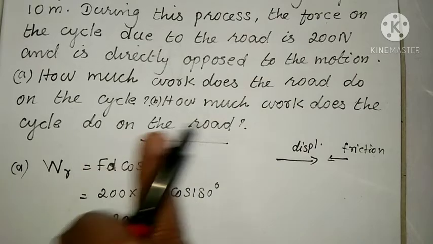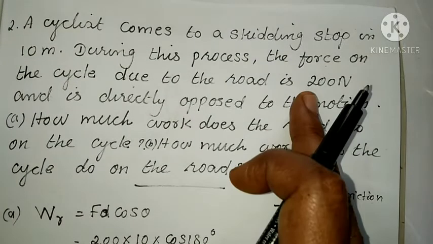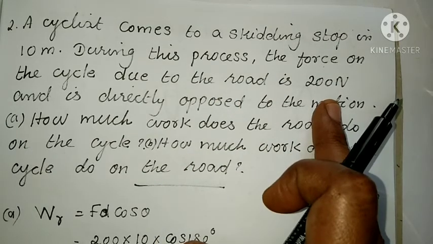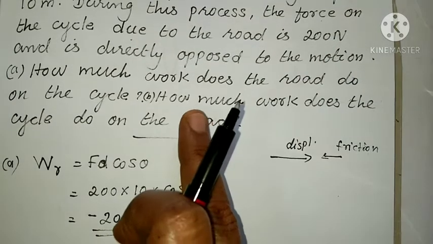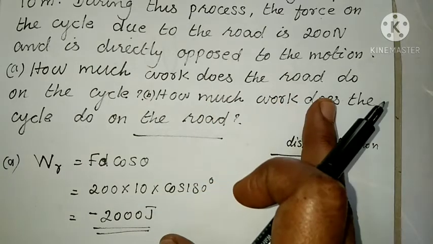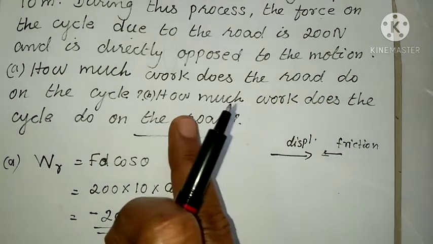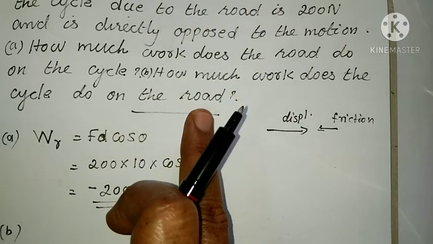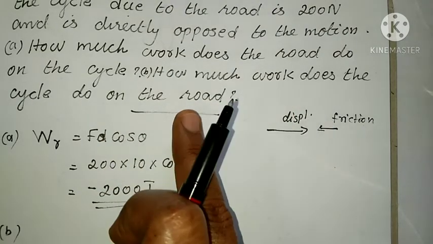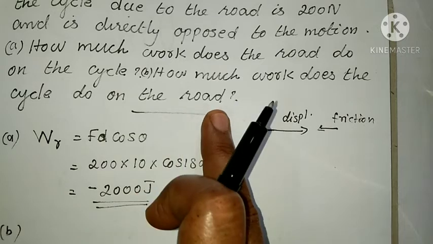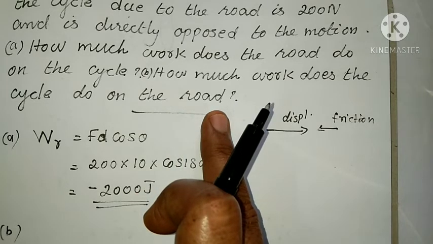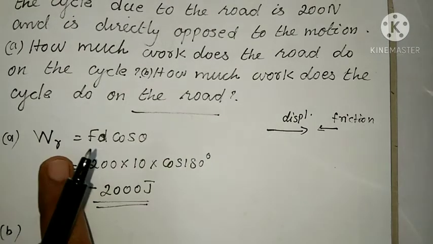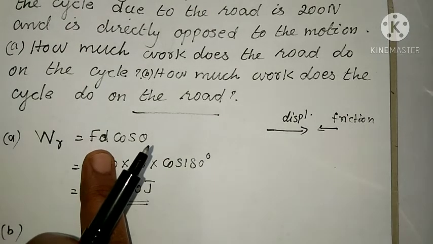In the first case, the road exerts a force on the cycle, that is 200 Newton. And here the second question: how much work does the cycle do on the road? So if the cycle exerts a force, is there any displacement of the road? There is no displacement, isn't it? So what happens here? What will this formula become? The displacement is 0, isn't it?